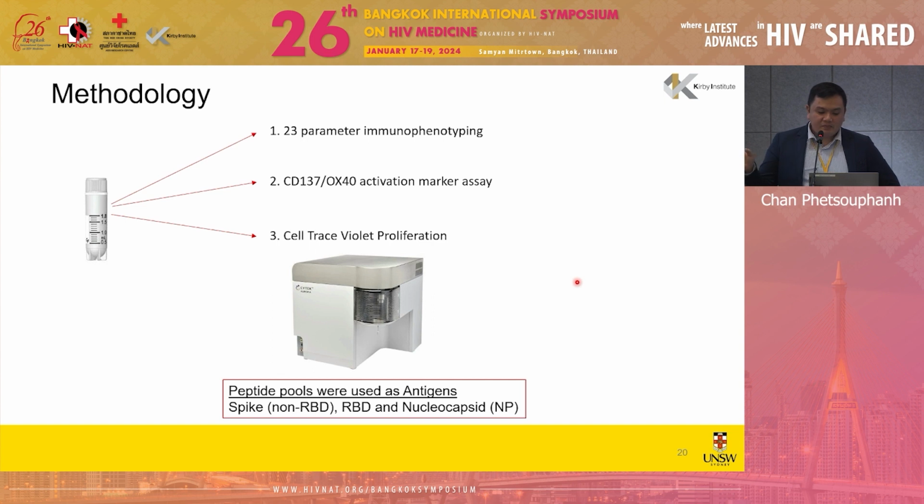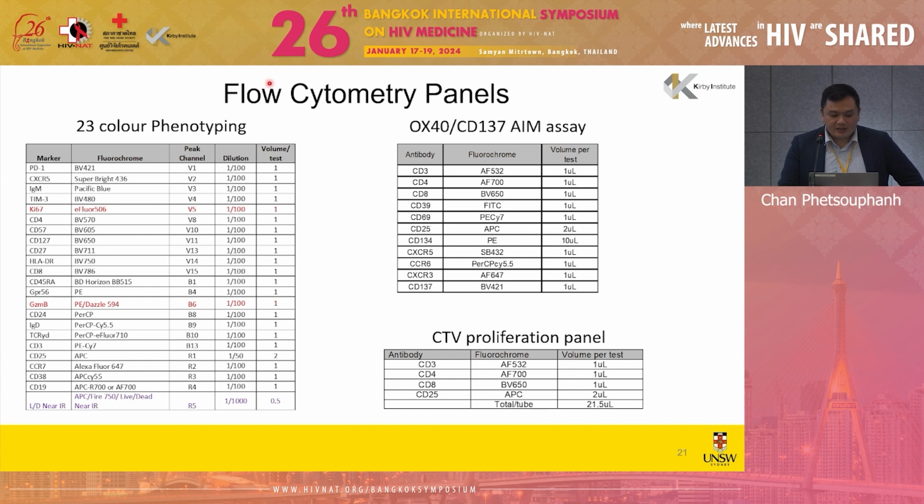So now our 5-laser Cytek Aurora can actually go up to about 42 parameters. We do an OX40 assay, and then we do a 6-day proliferation assay as well by using cell trace violet to find proliferating cells. We use peptide pools of spike, RBD, and nucleocapsid. And then this is just a graphic to show you the different markers and fluorochromes that we use for phenotyping, AIM assay, and cell trace violet proliferation assay.